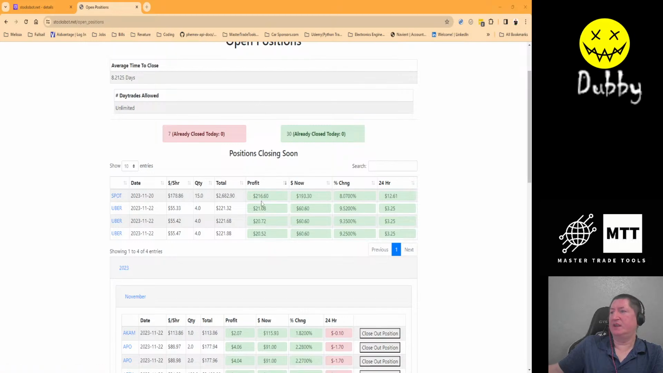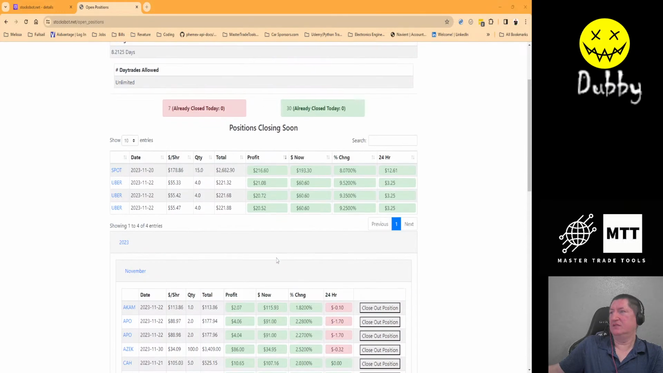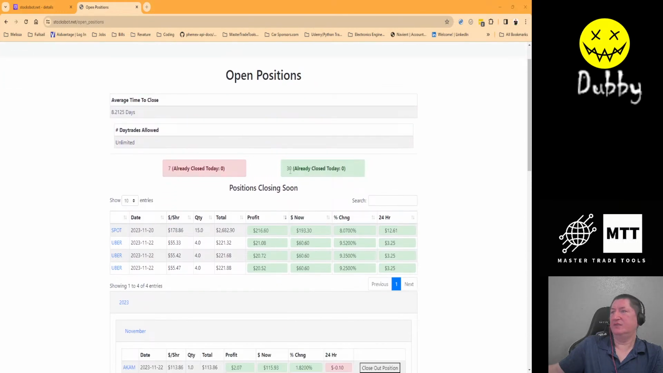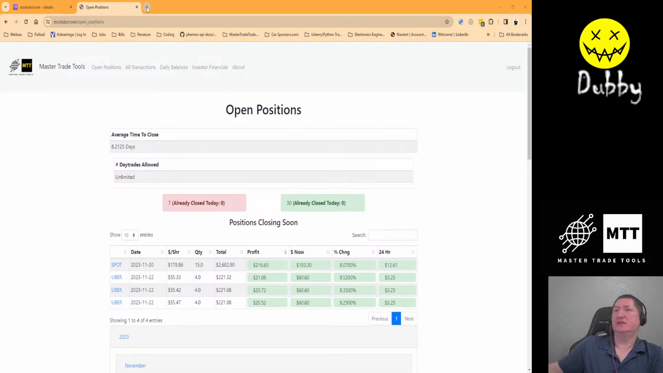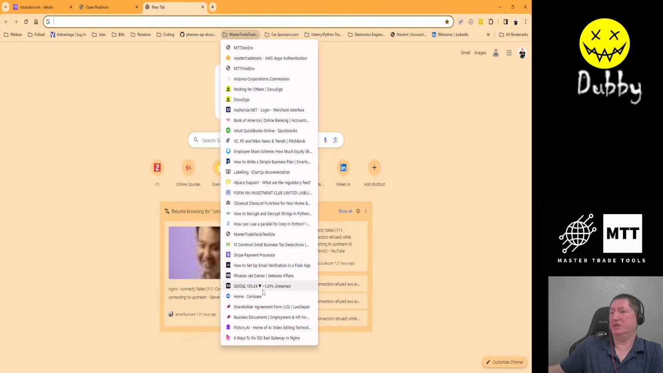We've got Spotify that's going to close out, currently at a profit of $216.60 and a change of 8%. Uber looks like it has a couple transactions within that position, all closing out at above $20 and above 9%. Out of 37 positions, 30 are in the green and 7 are in the red. Let's take a look at TradingView charts this morning.